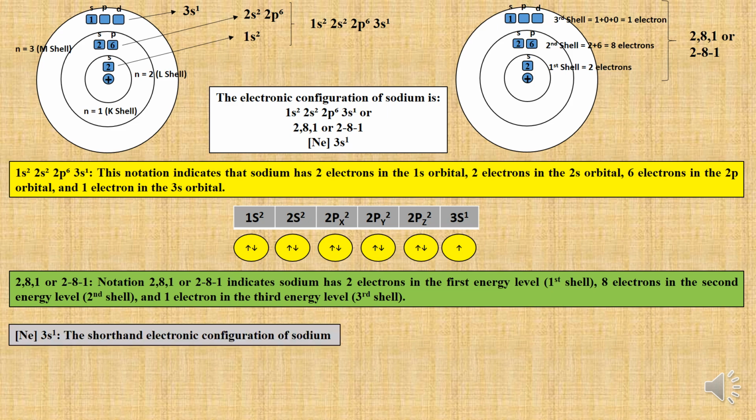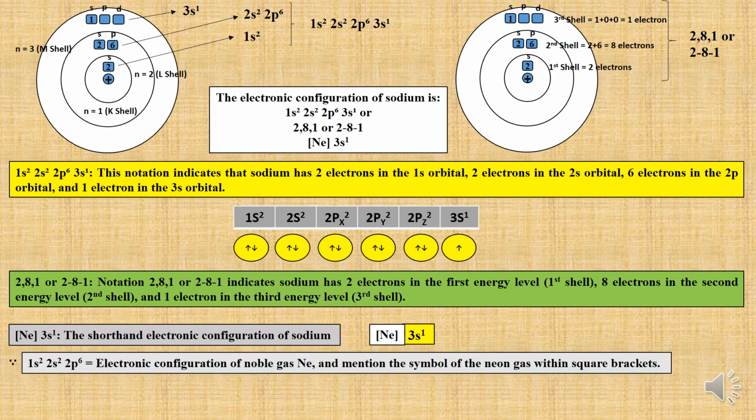Now there's one more shorthand method of representing the electronic configuration of sodium, where we consider the electronic configuration of the inert gas. In this case, it will be neon. And this is how you represent the electronic configuration of sodium, where you mention the symbol of the inert gas neon within the square brackets, followed by 3s1, which mentions the valence electron present in the s orbital in the third energy level.